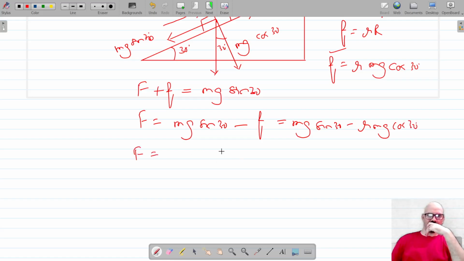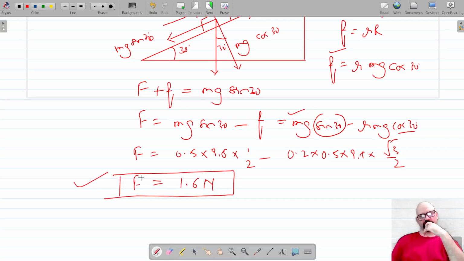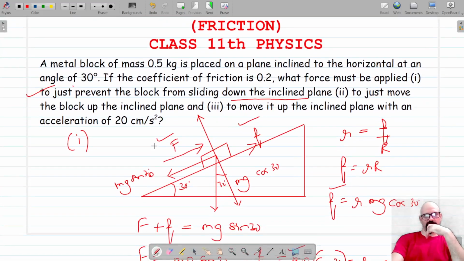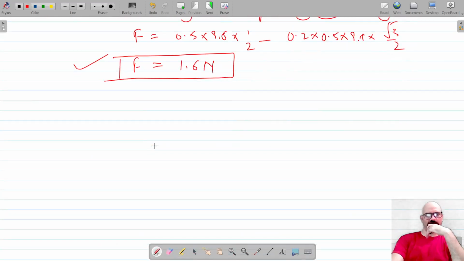Let's put in the values: mass is 0.5 into 9.8, and the value of sin 30 is half, minus mu is 0.2 into 0.5, g is 9.8, and cos 30 is root 3 by 2. If we substitute the values, this force comes equal to 1.6 Newton. So 1.6 Newton is the answer for the first part. Let's move on to the second one, where we have to move the block up the inclined plane.